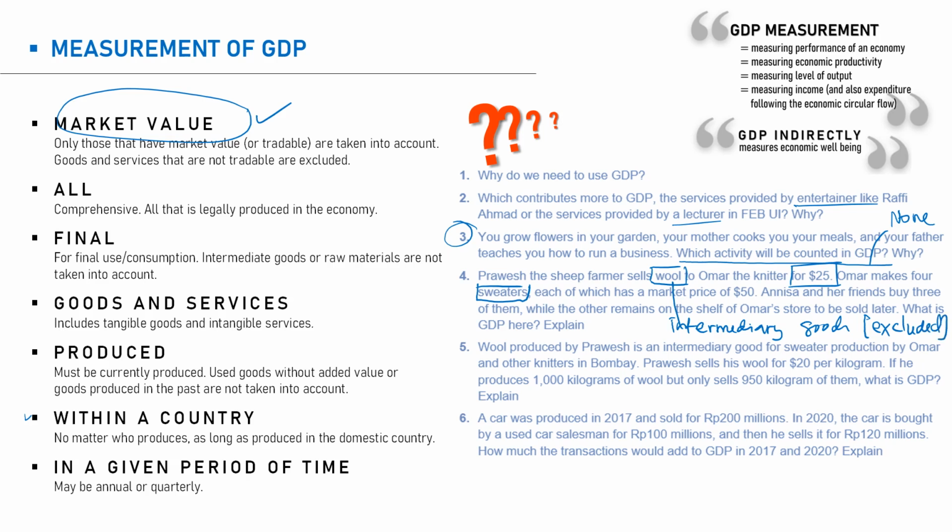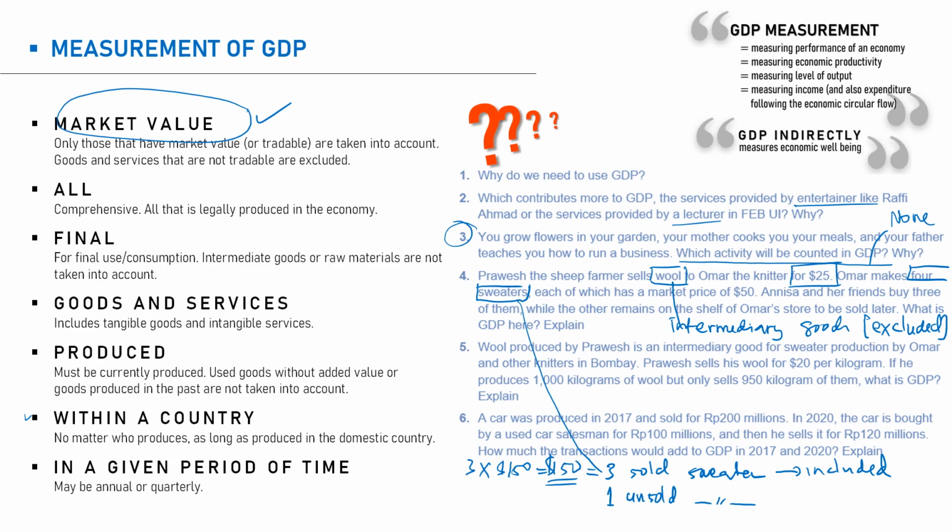Okay, and how about the sweaters? There are 4 sweaters here, right? And we know from the information 3 are sold, and also that 1 sweater is unsold. So how do we treat these activities in GDP? For the 3 sold sweaters, of course, it's clear they are included in GDP, because they are sold to Anissa and her friends for their final consumption. So the value of these 3 sweaters, 3 times $150, will be recorded in GDP.